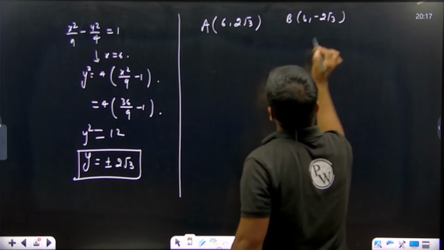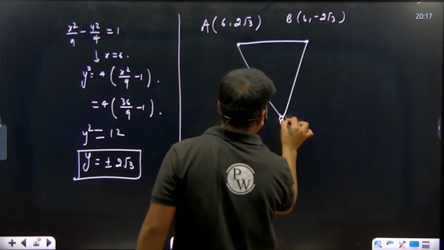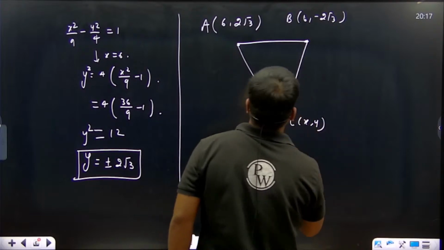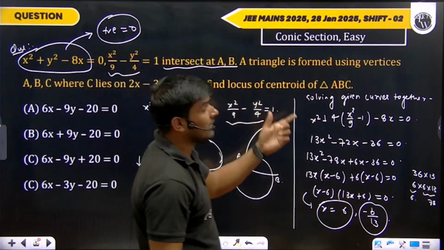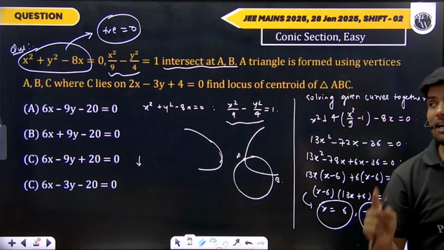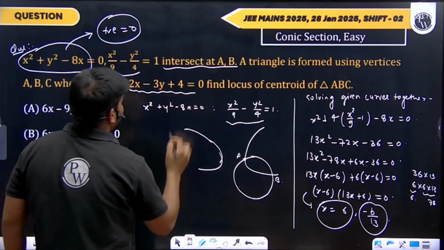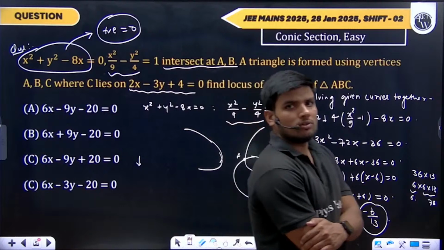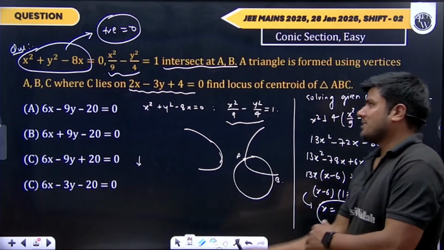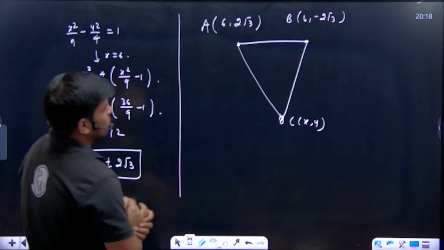Now we take the third point as C(x, y). In this question it is asked that we have to find the locus of the centroid of triangle ABC, as well as it is given that point (x, y) is lying on 2x minus 3y plus 4. So we assumed point C as (x, y).